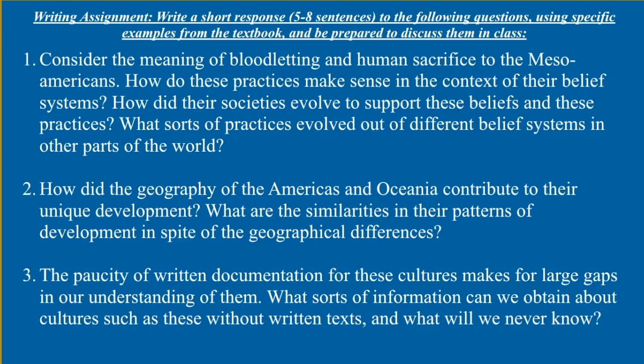Writing assignment. Write a short response, five sentences, to the following questions using specific examples from the textbook, and be prepared to discuss them in class. Number 1. Consider the meaning of bloodletting and human sacrifice in the Mesoamericans. How do these practices make sense in the context of their belief systems? How did the societies evolve to support these beliefs and these practices? What sorts of practices evolved out of different belief systems in other parts of the world?